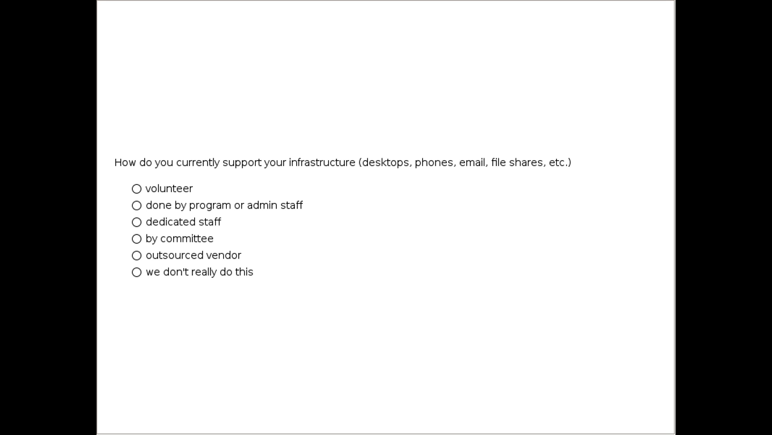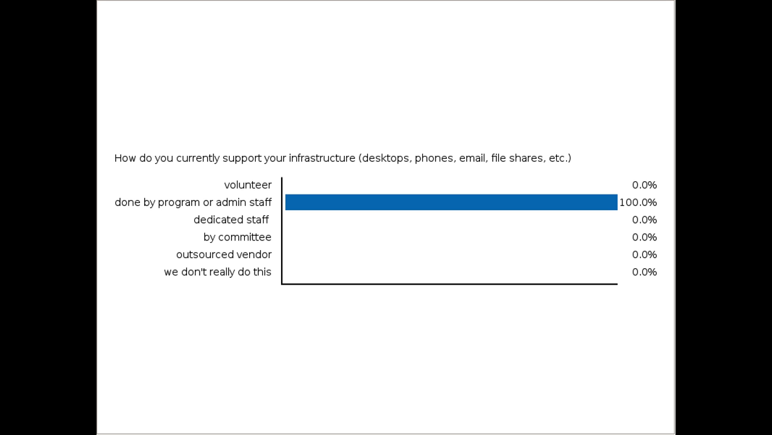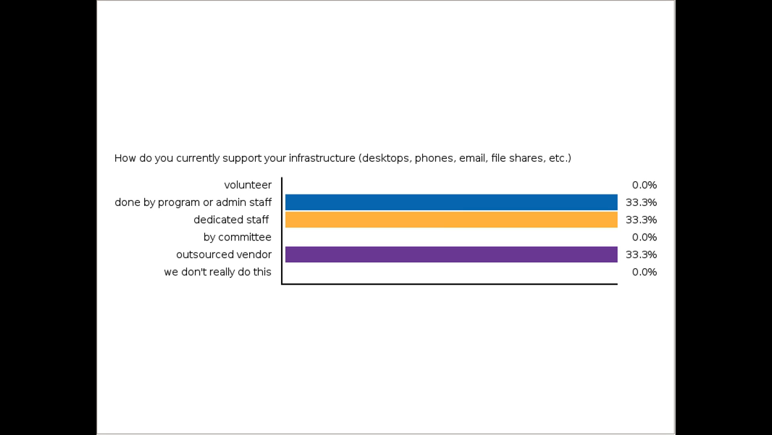So the first question is, how do you currently support your infrastructure, the boring, basic stuff, your desktops, your phones, your email, file shares, etc.? You can see here we're talking about volunteer, done by program or admin staff, dedicated IT type staff, by some kind of committee, by an outsourced vendor, maybe a managed services company or an IT person contract, or you just don't really do this at all.